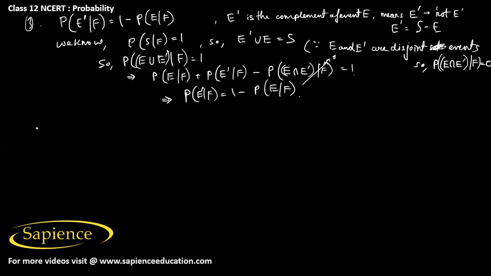So we can explain this by using some examples. One example we can take up is, suppose we have got 10 cards which are numbered like this: 1, 2, 3 till 10.